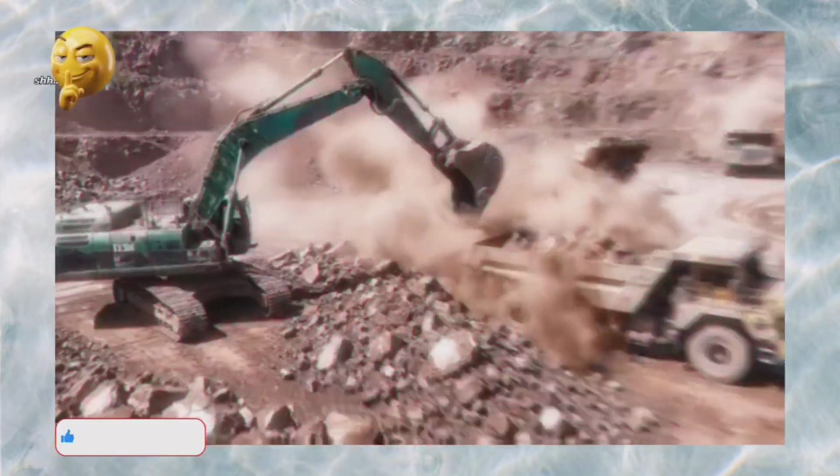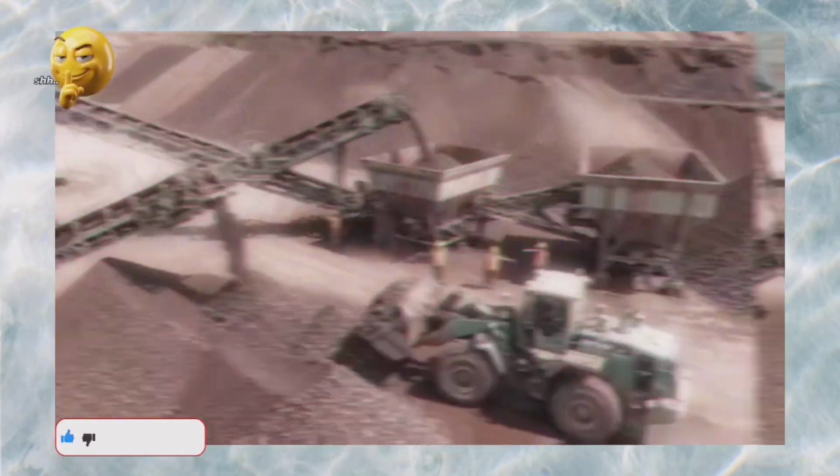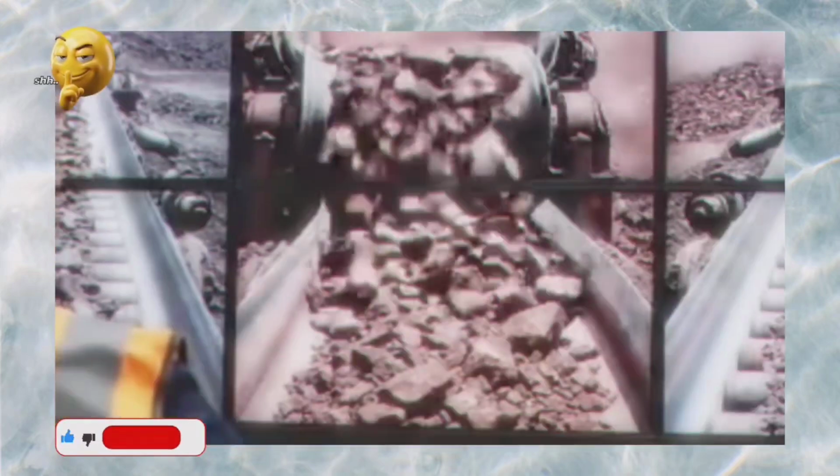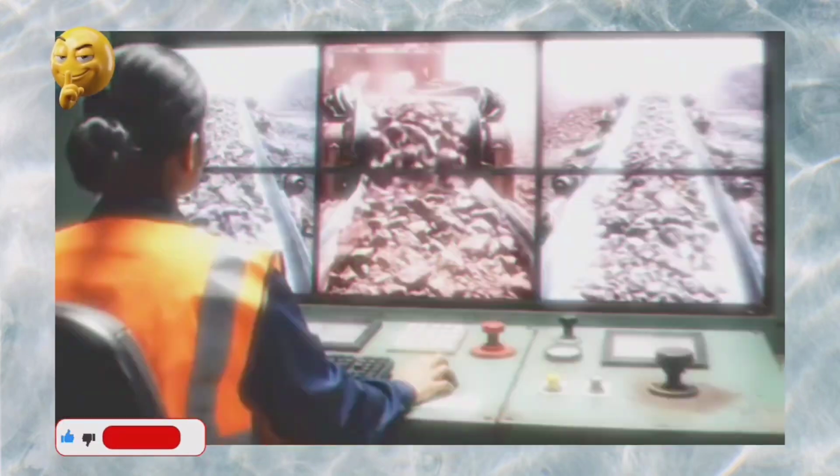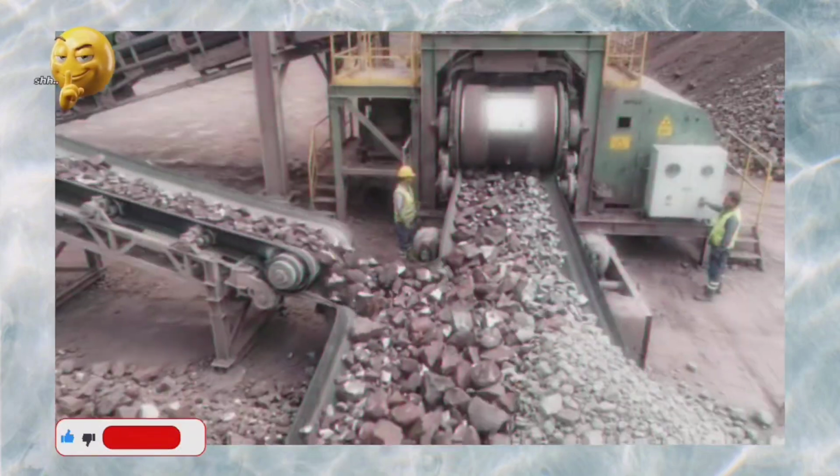Iron ore, raw, unshaped, and ancient. What follows is a journey of transformation. A journey through fire, force, and precision. This is the full story of how iron ore becomes steel wire rods inside a modern steel factory.